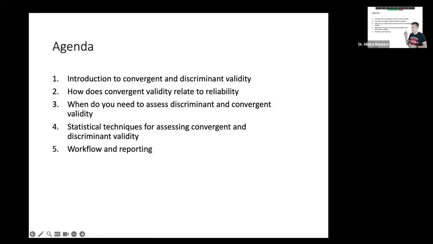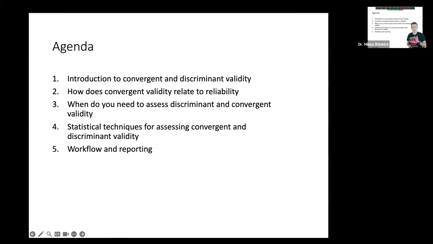That is a thing that most sources on convergent validity don't really address. Then I'll talk about when you would need to report this. I don't think that every paper needs to report convergent and discriminant validity, but these are specific statistics for specific purposes. And so when would you need to report these? That's my third topic. Then I'll talk a bit about different techniques for assessing convergent and discriminant validity.